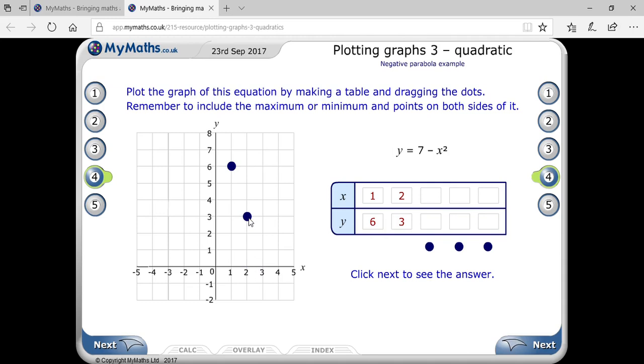Next, 3. Then it will be 1. So 3, 1 is here.